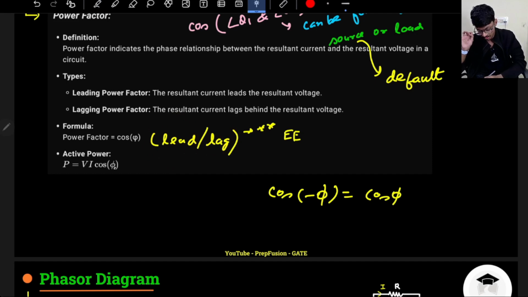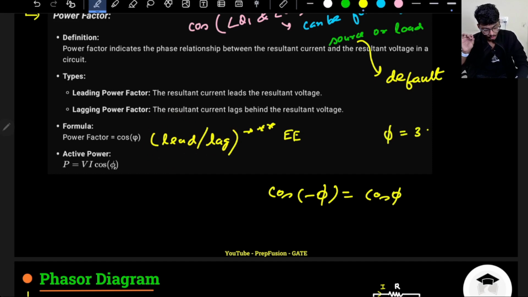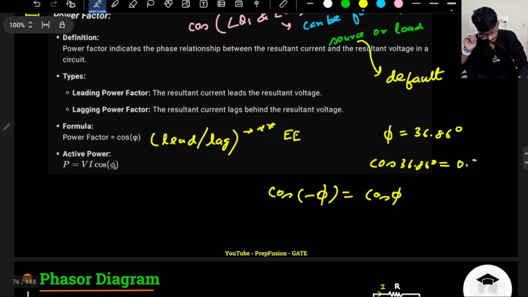So let's say your overall circuit is inductive and phi is coming out to be plus 36.86. So you do cos of 36.86 and its value will be something around 4 by 5, it will be 0.8. And as phi is positive, it basically means your voltage is leading the current, right? So in brackets I will write here, this is a lagging circuit, because this is overall an inductive circuit.